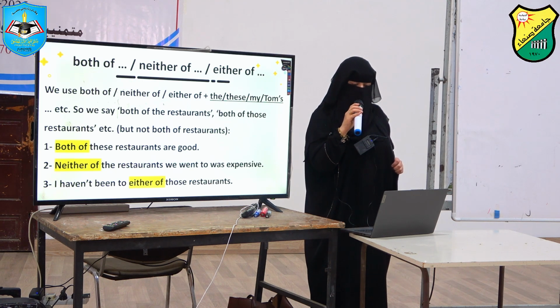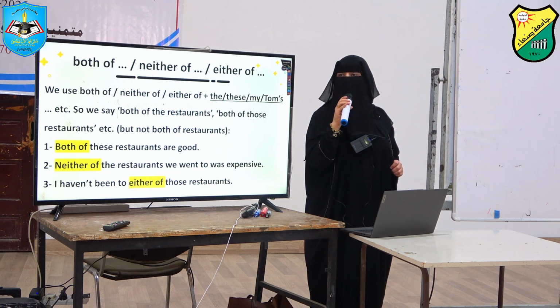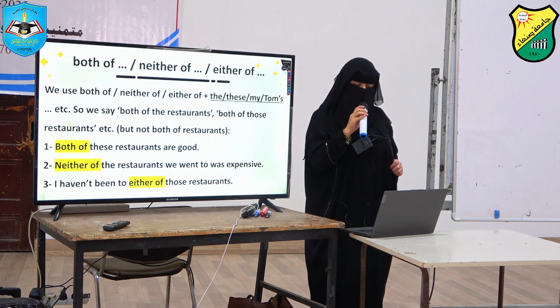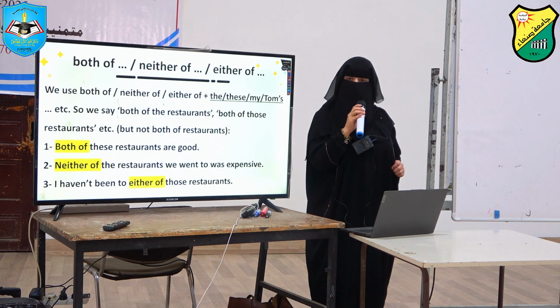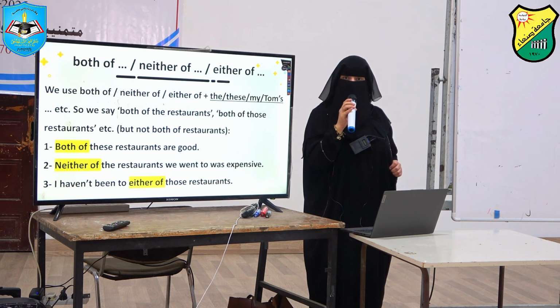Examples here: both of these restaurants are good. Or neither of the restaurants we went to was too expensive. Okay, I haven't been to either of these or those restaurants. As long as I have determiners, I have to use "of". I can't say the sentence "both these restaurants are good". It's not correct. I have to use "of".